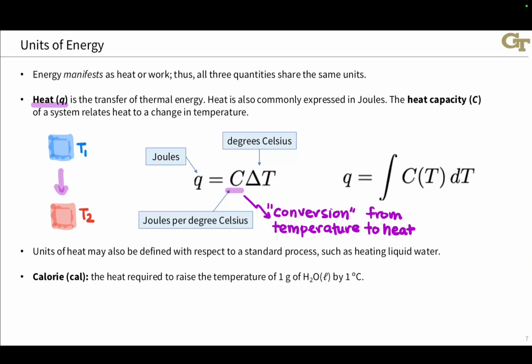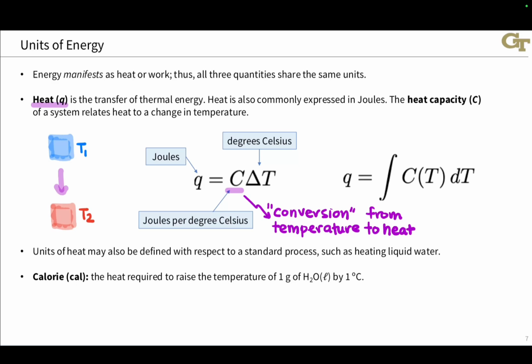We can also define units of heat with respect to some standard process, for example, heating water. This leads to the calorie, which is the heat required to raise the temperature of 1 gram of liquid water by 1 degree Celsius. Another way of saying this is that the specific heat capacity of water is 1 calorie per degree Celsius per gram. Highly convenient unit. And this is about 4 joules, so it's a little bit bigger than a joule. It's a very common unit, particularly in organic chemistry, mainly for historical reasons.